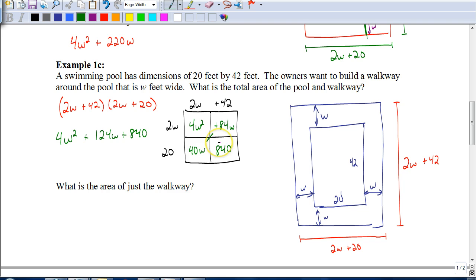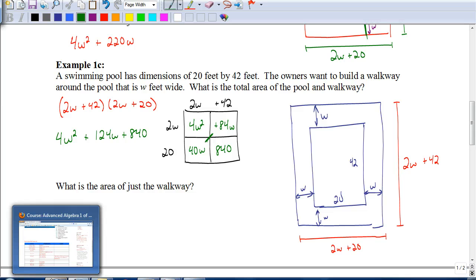A little note about that mistake that I just made, so I forgot to put that w in there. We all make mistakes. It's important to catch them, though. One way to catch that mistake would have been to recognize that your like terms are always going to be diagonally across from each other. And so in this case here, we'd have the 40w and the 84w, so that's how I caught that I needed a w in there.